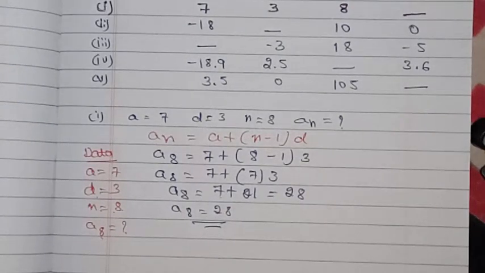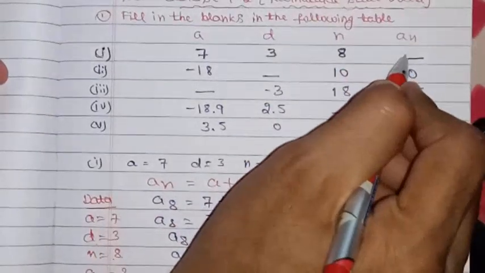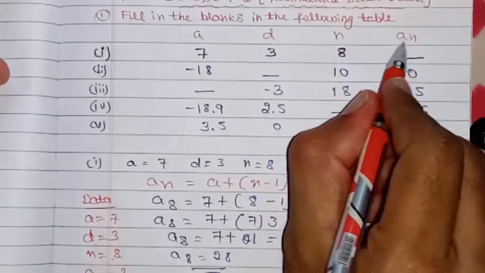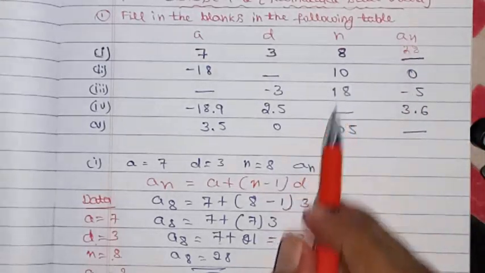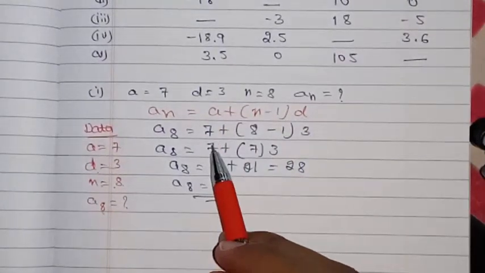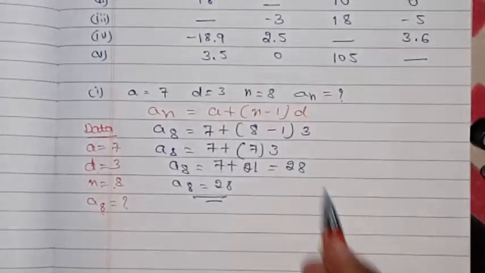That you need to fill in this box, right? So here, what is the answer, children? The answer is 28. Okay, so this is the first problem. A simple problem that you can solve.